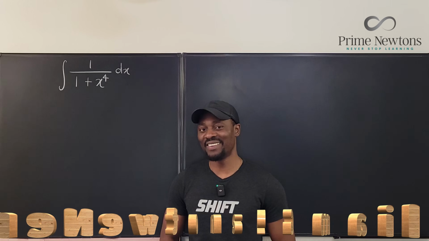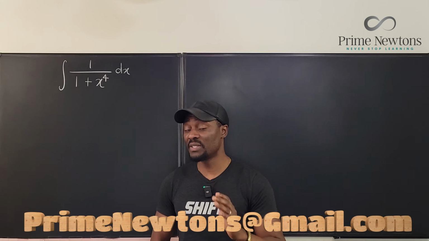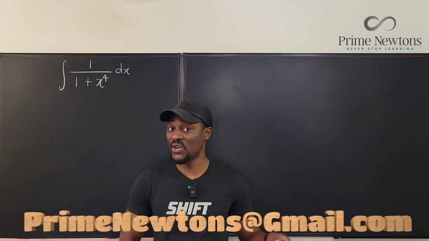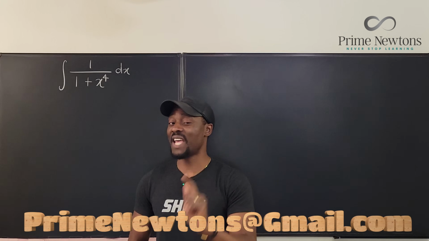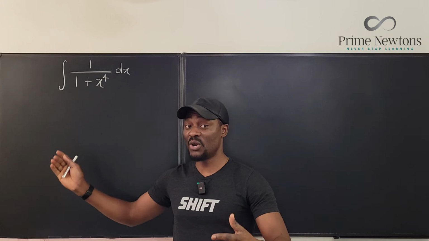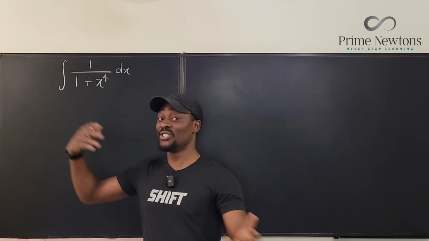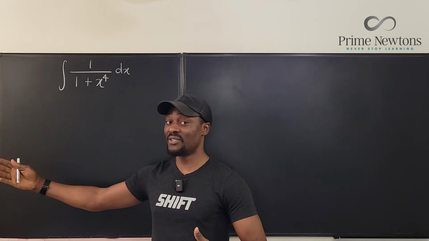Welcome to another video. Now it's the turn of 1 over 1 plus x to the fourth. In the previous video I did 1 over 1 plus x to the third. So maybe after this one I'm going to go to 1 over 1 plus x to the fifth and then to the sixth and then just keep going until we get to infinity.